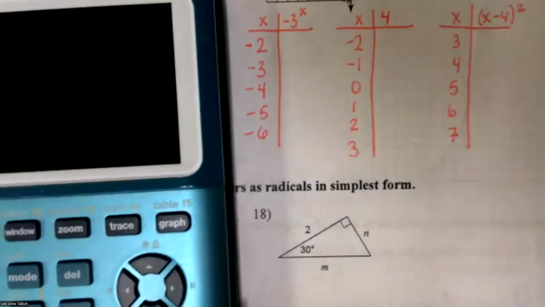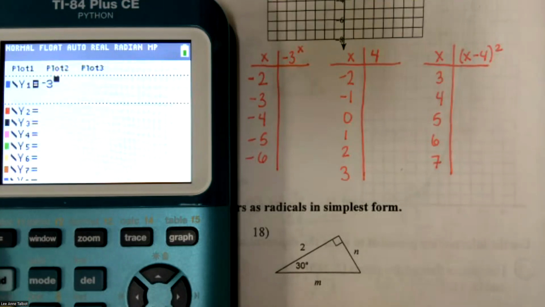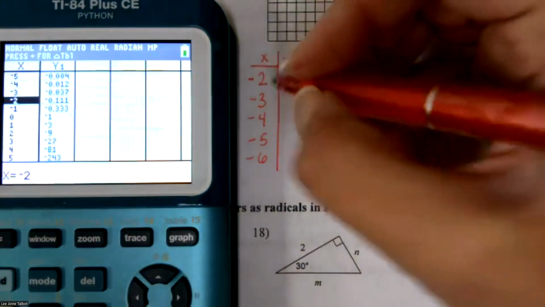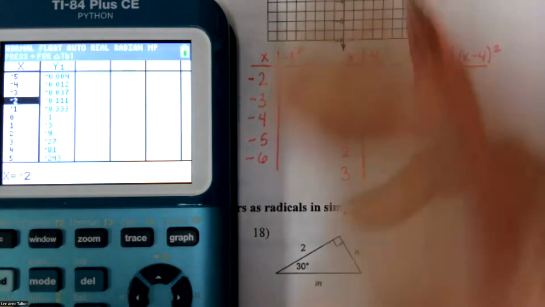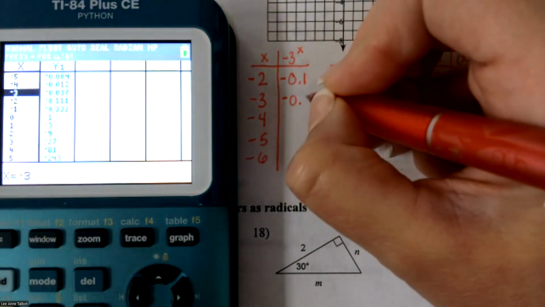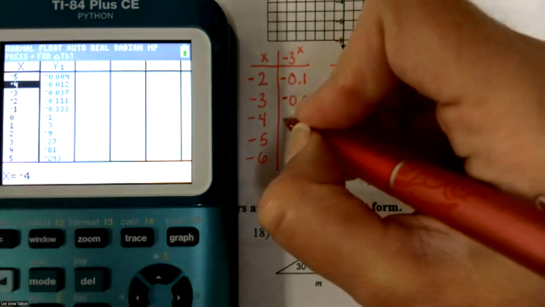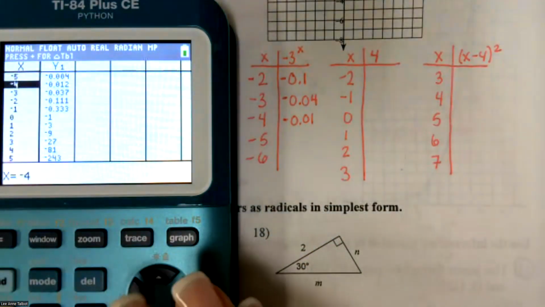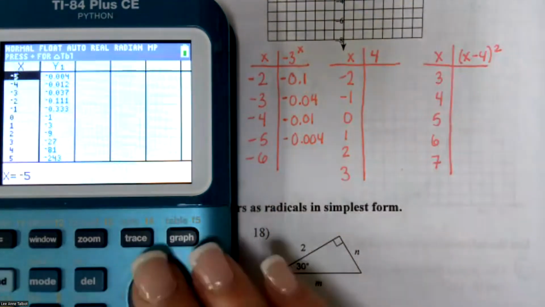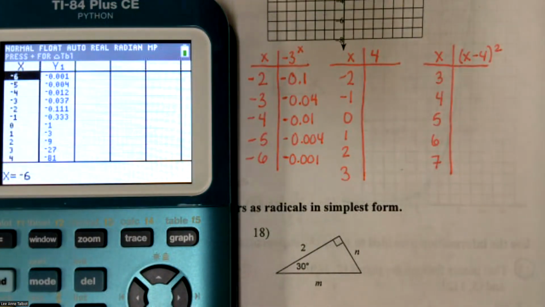Now I'm going to plagiarize. Not really. I'm just being funny. -3 to the x. Okay, so -2 is -0.1, -3 is -0.04, -4 is -0.01, -5 is 0.004, -6 is -0.001. Gosh, I feel like there's an asymptote situation there.